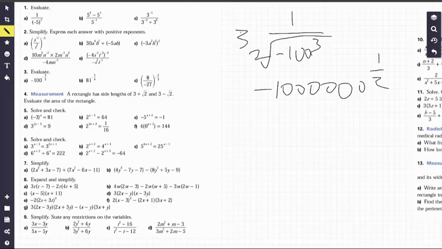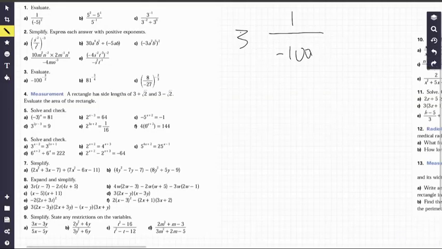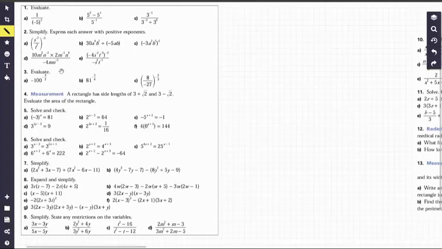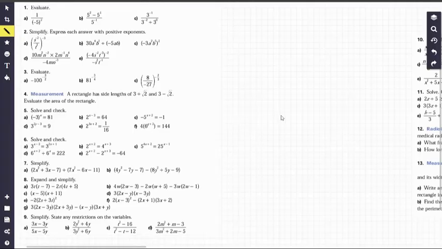I'm going to go ahead and get negative 1000. And that is our answer. So you can use a calculator for all of this. It's just calculator work, I'm not going to do too much. So I'm going to skip 3. I'm going to do 4 for you.